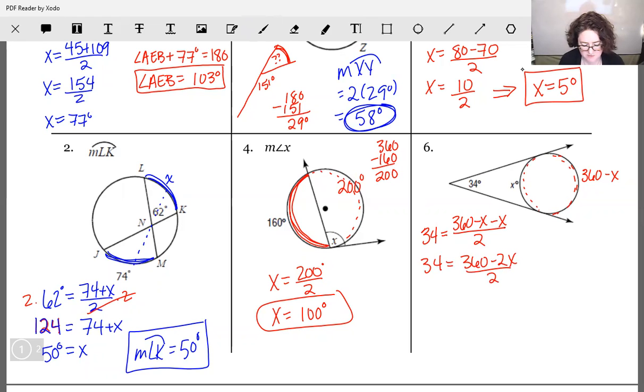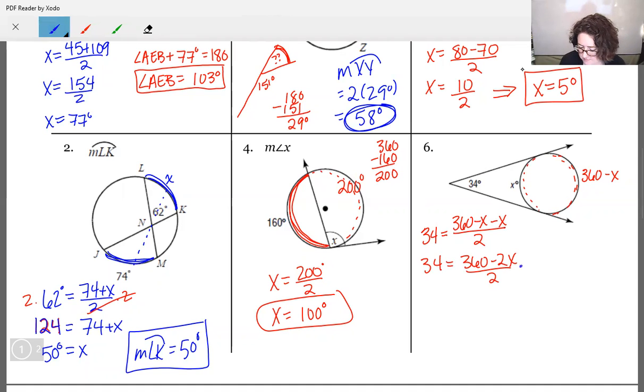So let's do the same thing we did before when we had a fraction we didn't want to deal with. Let's go ahead and multiply both sides by 2. So that cancels the fraction on the right-hand side. And on the left-hand side, I am left with 34 times 2, otherwise known as 68. And all it does on the right-hand side is cancel out the fraction, so no more fraction. Okay, let's subtract 360 from both sides. Now that's going to look a little weird because, hey, now I have a negative 2x left on the right-hand side. See, 68 minus 360 gives us negative 292.